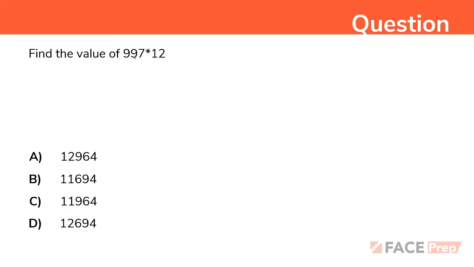So here the question is 997 into 12. We have to find out the value of 997 into 12. You have got 15 seconds for this. Let's see how many of them will come up with the correct answer.